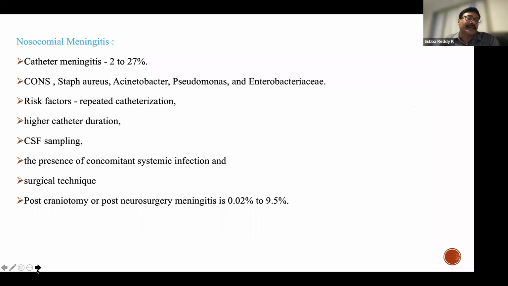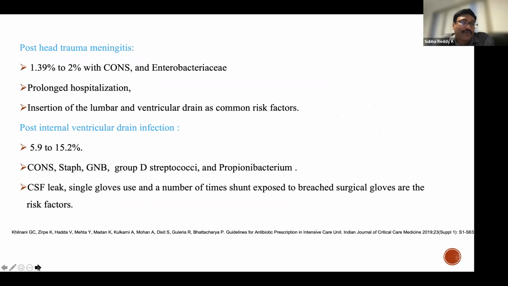Coming to nosocomial meningitis, catheter meningitis, the incidence is 2 to 27%, and the most common organisms attributed are coagulase-negative Staphylococcus, Staph aureus, Acinetobacter, Pseudomonas, Enterobacteriaceae bacteria. And risk factors are repeated catheterization, prolonged catheter duration, taking too many samples from the catheter, and presence of concomitant systemic infection, surgical techniques, post-craniotomy, and post-neurosurgery meningitis, the incidence is 0.02 to 9.5%.